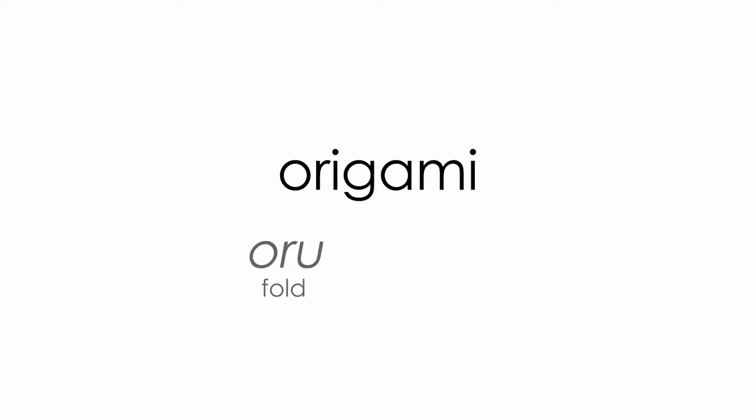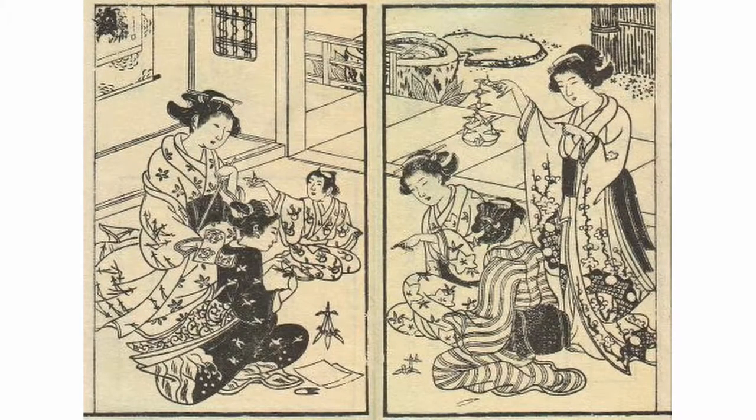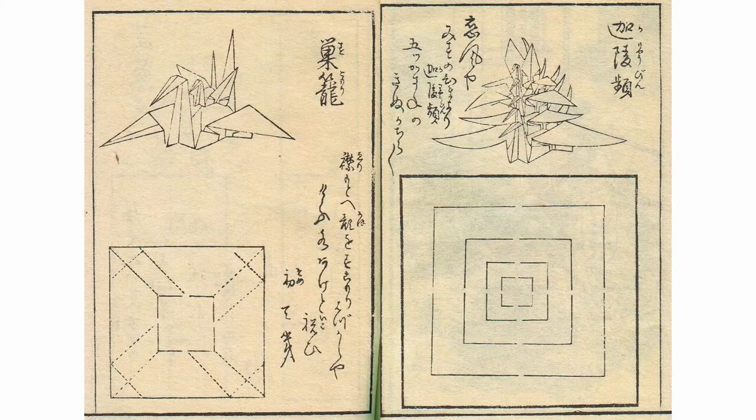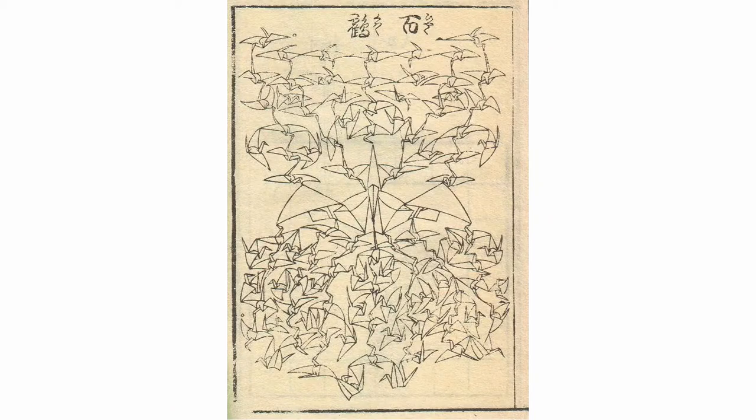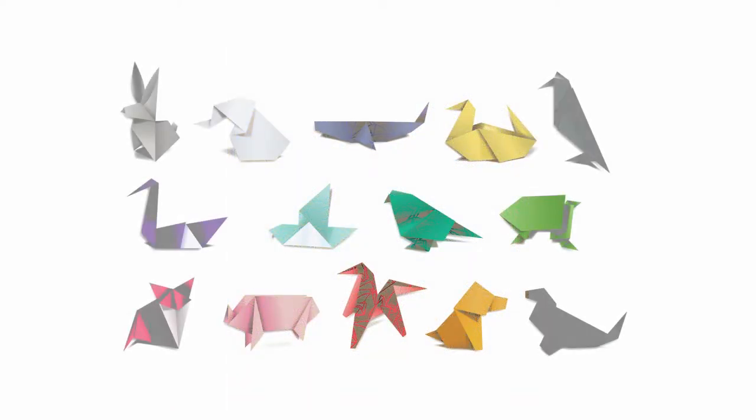Composed of the Japanese words oru, to fold, and kami, paper, origami has a rich and complex history that spans culture, class, and geography. Traditional origami is characterized by open-access folding patterns and sequences passed down orally from generation to generation. Through use of paper and research steps, an artist can create seemingly endless origami possibilities.